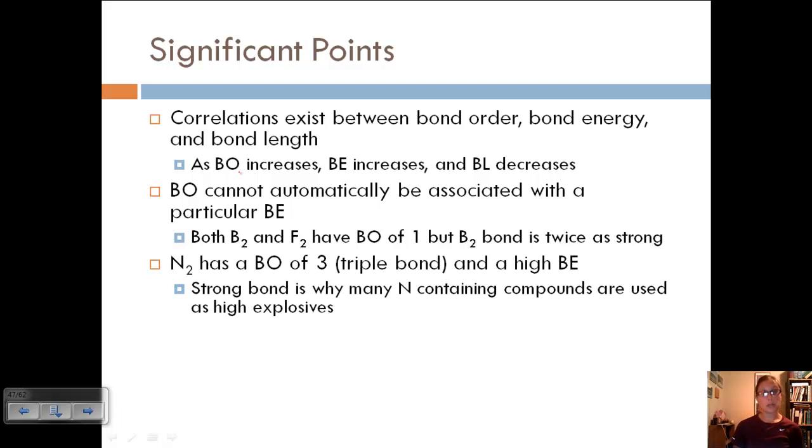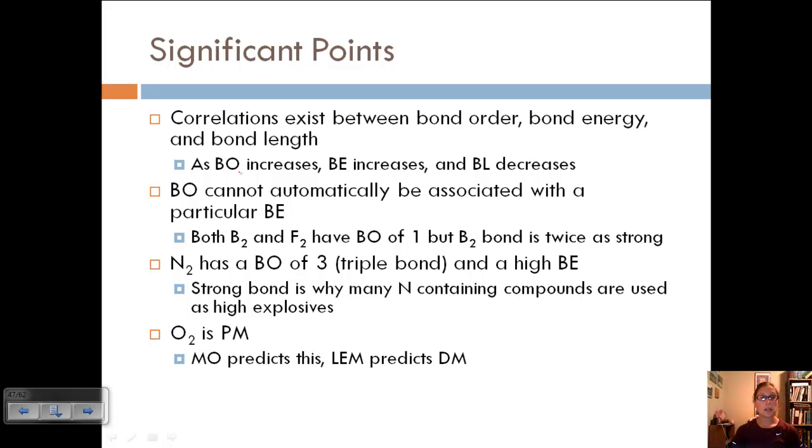Nitrogen has a bond order of 3, due to the fact that it has a triple bond, and so it has a very high bond energy. This strong bond is why many nitrogen-containing compounds are used as high explosives, because when you break that bond, a lot of energy is released. Oxygen is paramagnetic, and the molecular orbital model predicts this, but the localized electron model would predict diamagnetic.